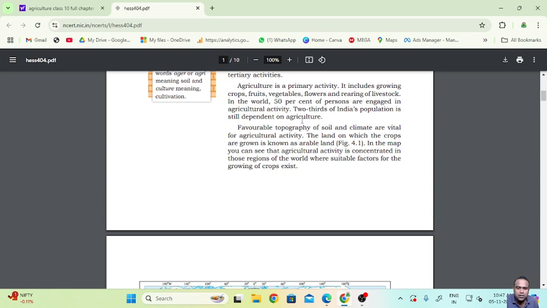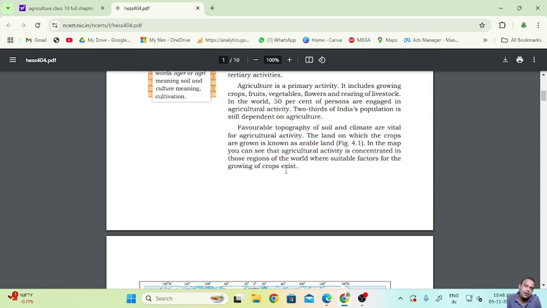Favorable topography of soil and climate are vital for agricultural activity. The land on which the crops are grown is known as arable land. In the map, you can see that agricultural activity is concentrated in those regions of the world where suitable factors for growing crops exist. Agriculture and fishing are primary activities.